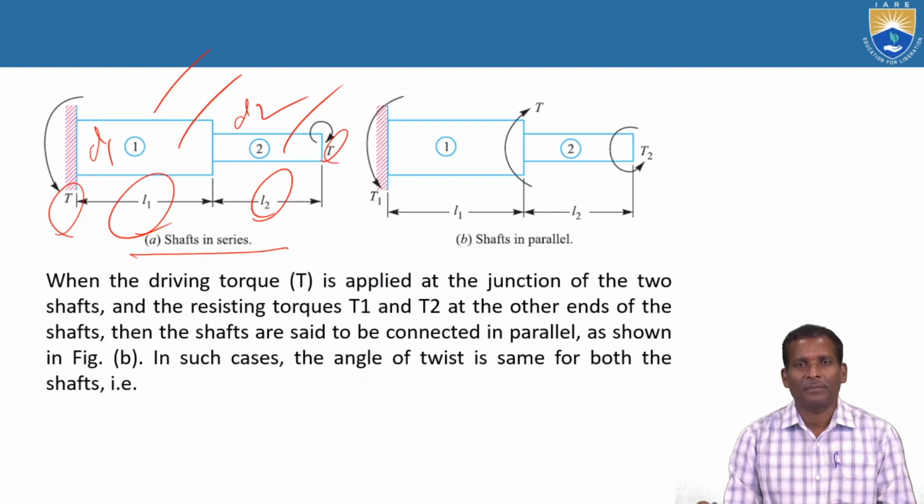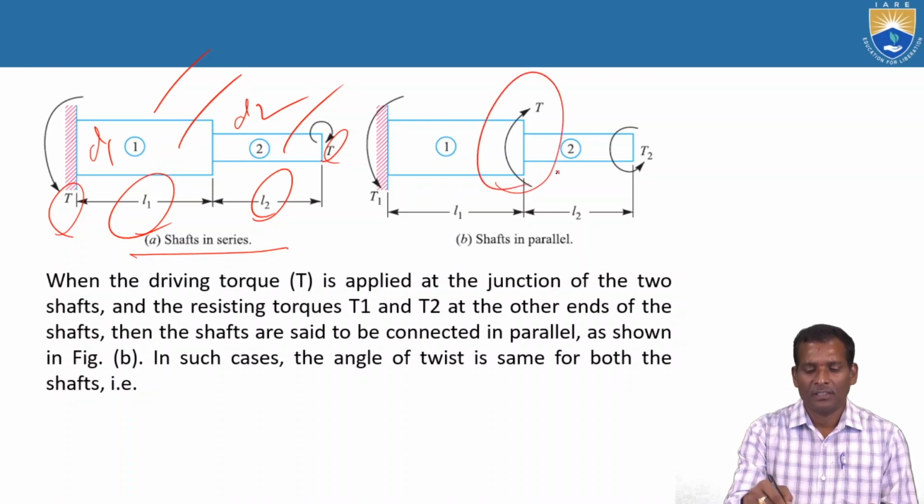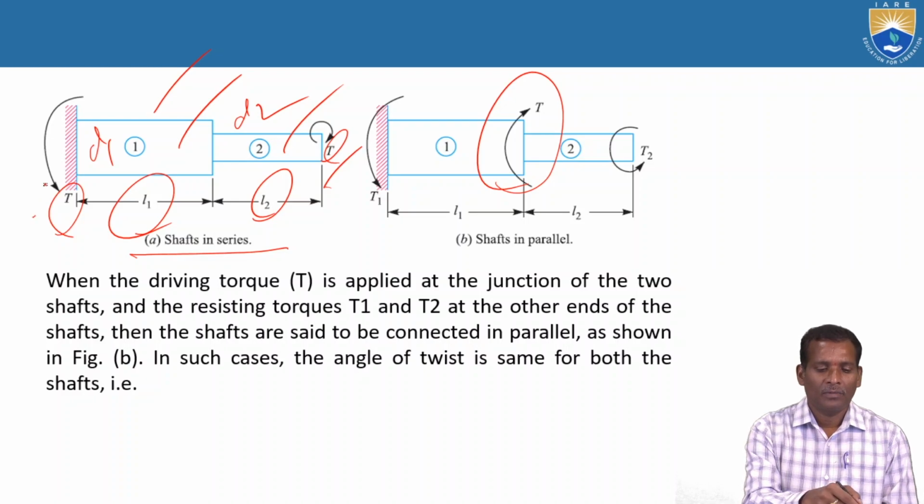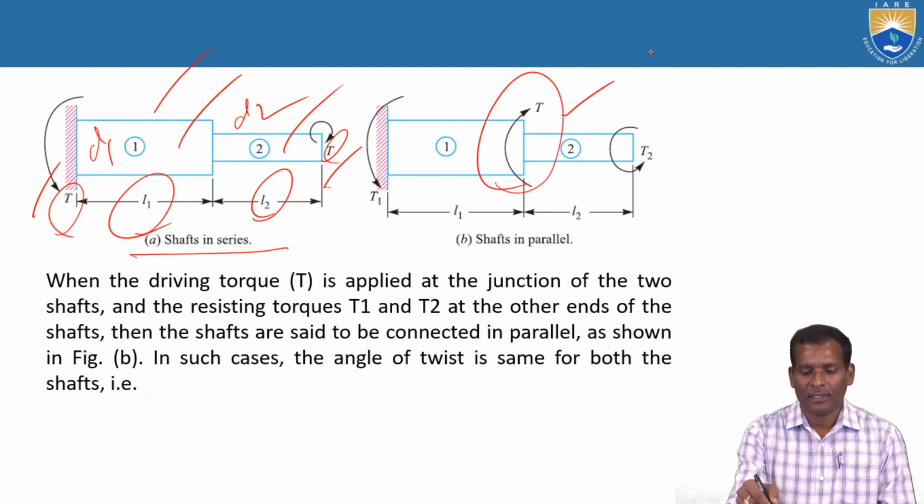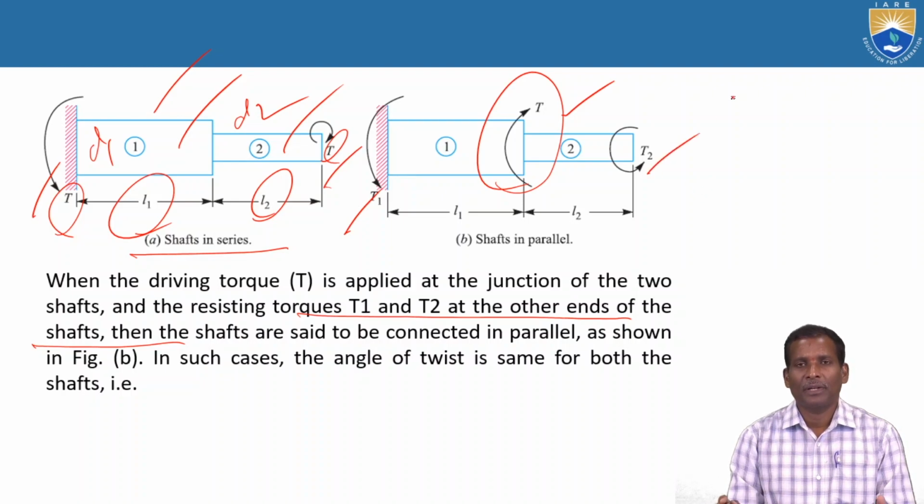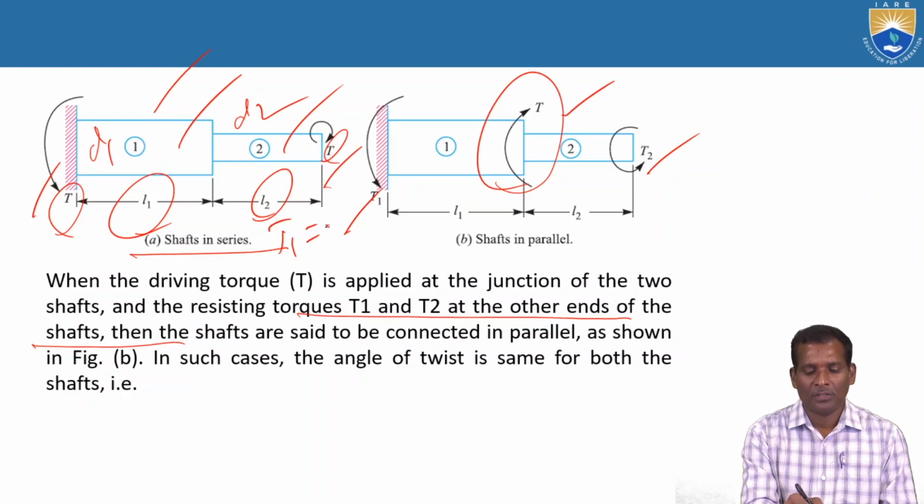The second case is shafts in parallel. Here the torque is applied at the junction of the two shafts. In the first case, in series condition, one end is fixed and the other is free, but it transmits the same torque from one end to the other. But in this case, it is not like that; the torque is applied at the junction. So the resisting torques are T1 and T2 at the other ends of the shafts. One is T1, another one is T2, so different torsion will occur. In the series case, T1 is equal to T2 is equal to T.